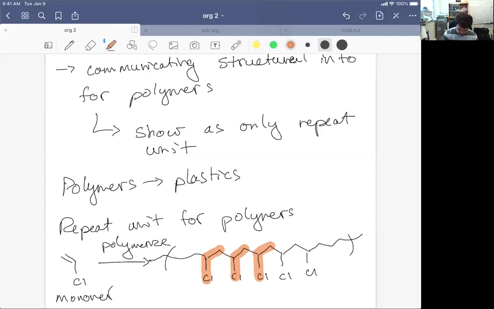And maybe actually, if you highlighted that, that's fine. But I'm going to go this way so that it has the same orientation as my starting molecule. And I should have chlorine here as well. So sorry if you erased that. But this unit, or segment, is repeated over and over again.